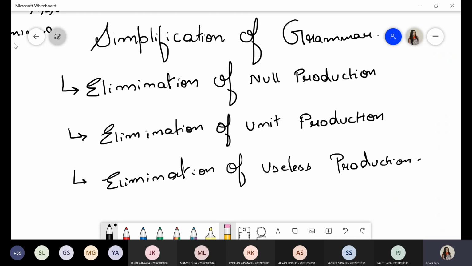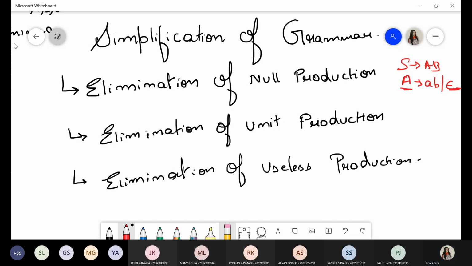So null production means any production which is generating epsilon. For example, you have a grammar like this, S tends to AB, and let's say A generating AB slash epsilon. So this A generating epsilon is a null production. So we have to remove null productions from the grammar. Is it clear to all of you what a null production is? Any production which is directly generating epsilon is a null production.